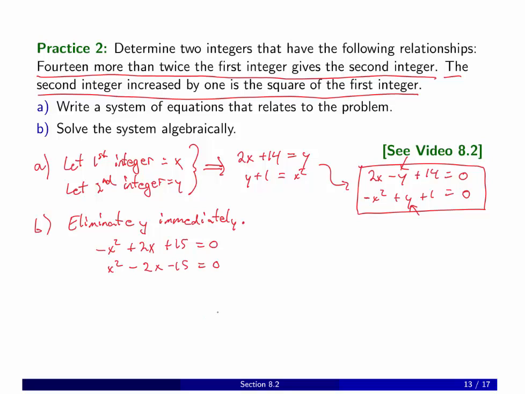And this is what you're left with. Okay? You factor this, so you're going to be left with x. Looks like it's going to factor quite nicely. 5 and 3. Negative 5 plus 3. x equals 5, or x equals negative 3.